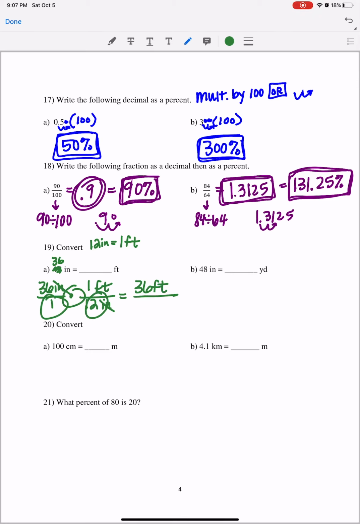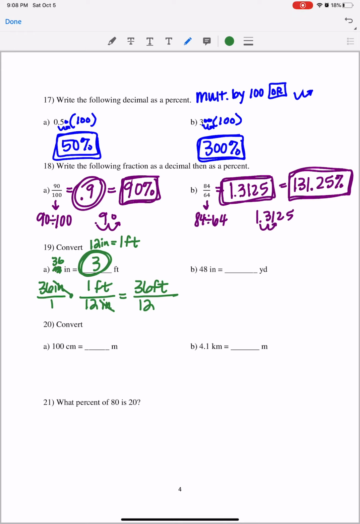over 1 times 12. So we get 12 down here. And so this is just simply a division problem. 36 divided by 12 gives me 3. So my answer here is 3 feet, since I changed that problem to 36 inches.